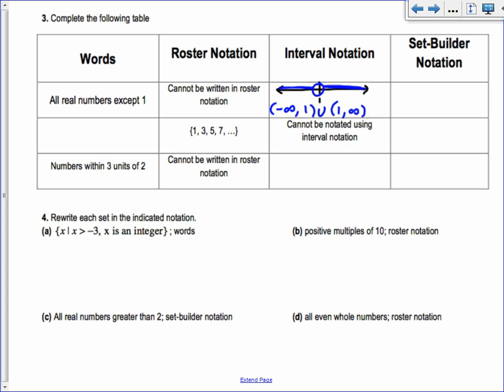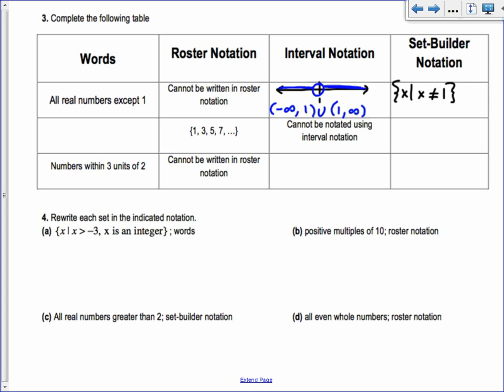All right, set builder notation. So if you want all real numbers except 1, you just write it out. So you say x such that x can be anything except 1, right? So we're going to say x does not equal 1. That's the shortest way of writing it. So x such that x does not equal 1.